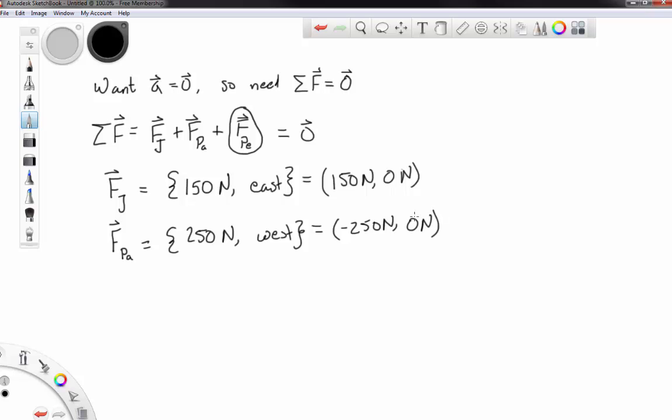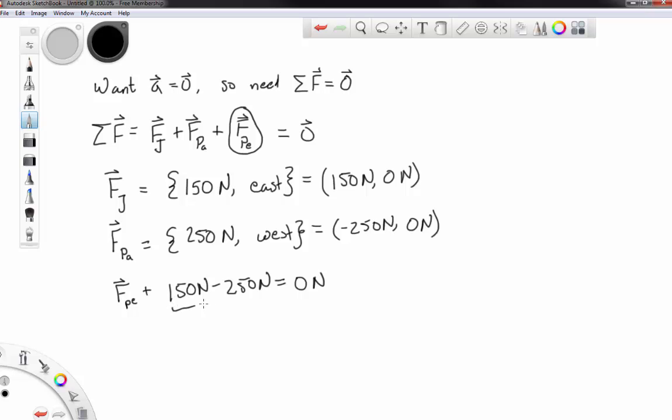The north-south direction doesn't matter. We just need to look at the east-west direction. So we can write this as the force of Peter is going to be that plus 150 newtons minus 250 newtons is equal to 0 newtons. So this is how we figure out the force that Peter needs to be applying.